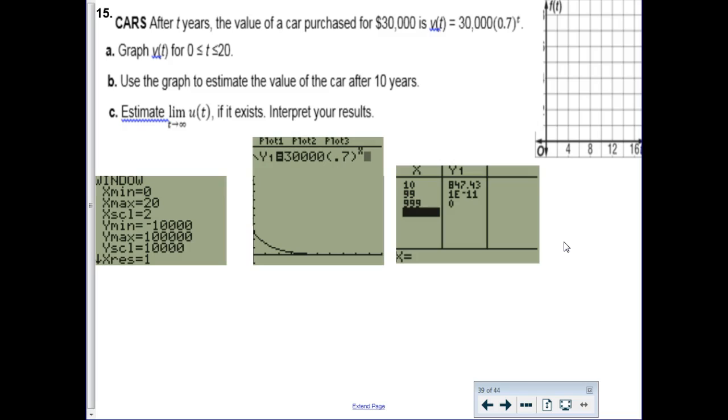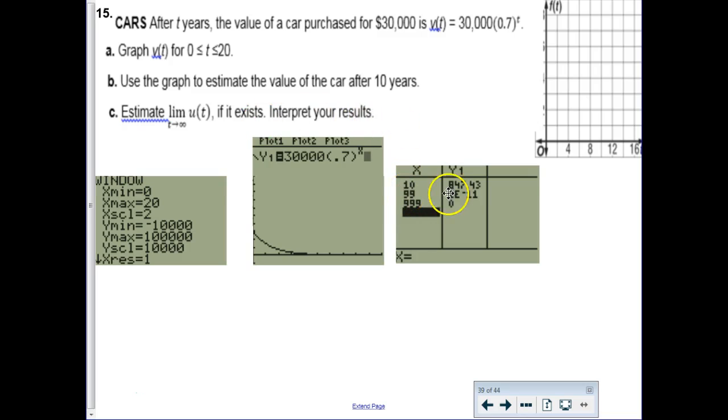All right, so 15. This is another application that we saw a lot of. We have an exponential decay graph up here, and she already graphed it for you. Thank you, Hoffbauer. And they wanted us to graph it. And then they want us to estimate after 10 years, so that was an ask thing on our calculator.